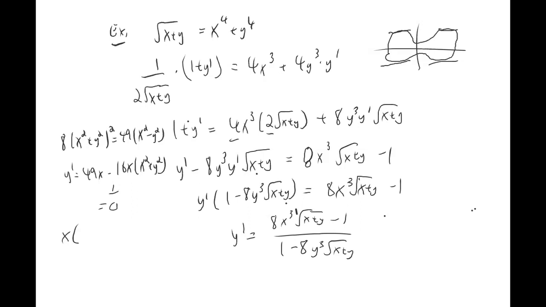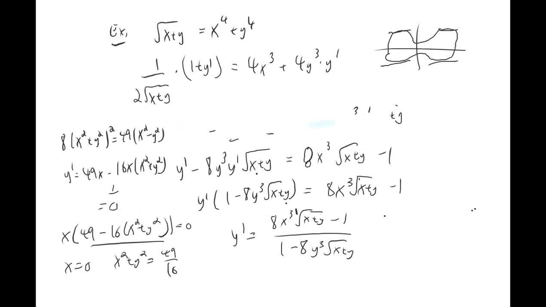The numbers are different, but the algebra should be the same. So 49 minus 16 plus y squared equals 0, right? So either x equals 0 or you have x squared plus y squared is 49 over 16. Okay, I'm going to be lazy and erase all this. Hopefully you all got this.